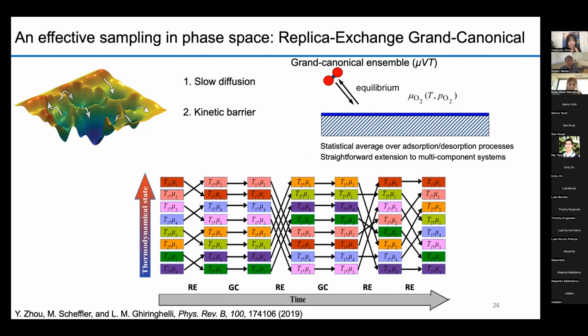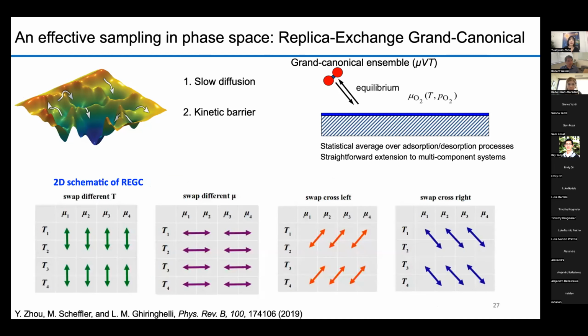And during the simulations, the replicas at lower temperatures have a chance to go to high temperature regions where the kinetic barrier is overcome more easily. All the configurations or replicas at higher chemical potentials have the chance to approach the low chemical potentials where the system can absorb and desorb more easily, so that enhances the diffusion of the system.